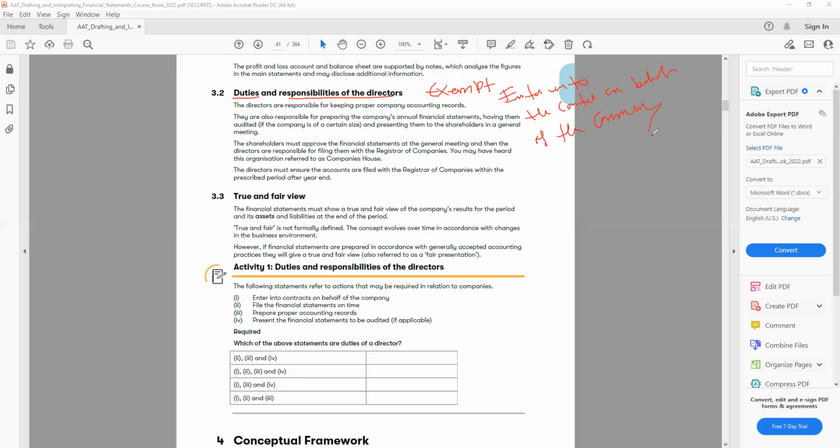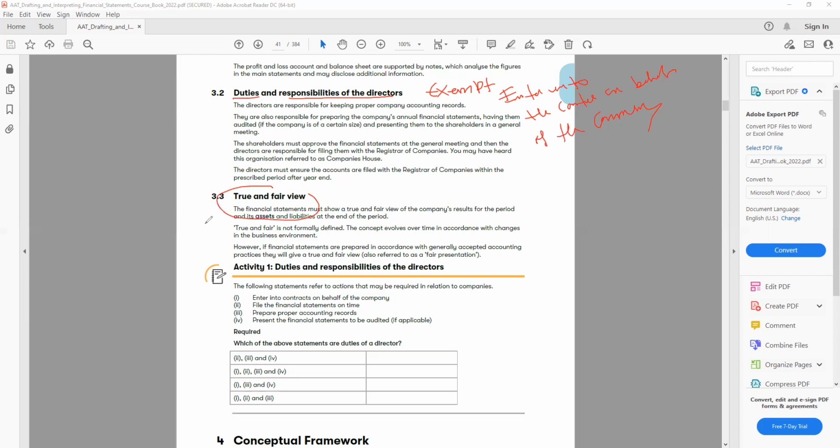Other than that, to file the record, submit the information to HMRC, keep the record up to date, everything is the responsibility of the director. So any other responsibility belongs to the director, but they don't have to enter into any contract, because if the company would like to buy any asset or anything, the company can use the company name to buy that asset.